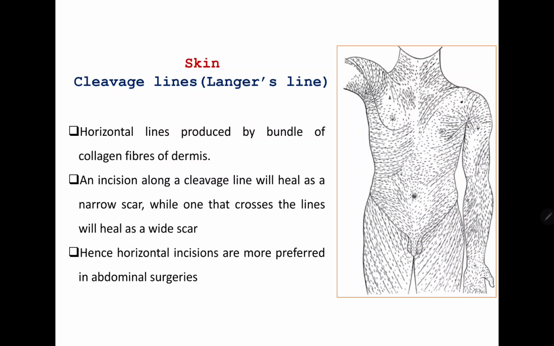Now let us discuss the layers of the anterior abdominal wall one by one. The first one is the skin, which covers the surface of the body. Here in the skin we are going to see a special term known as Langer's line. What do we mean by Langer's line? The skin has two layers: the epidermis and the dermis. You are already familiar with the layers of the epidermis.